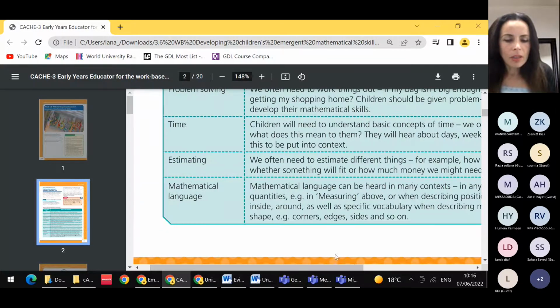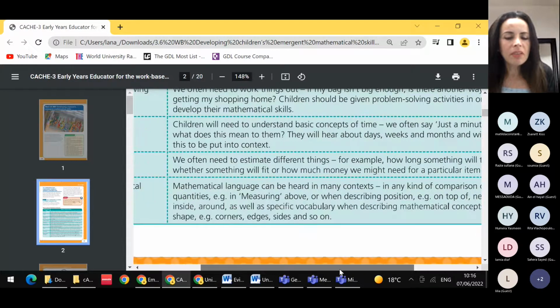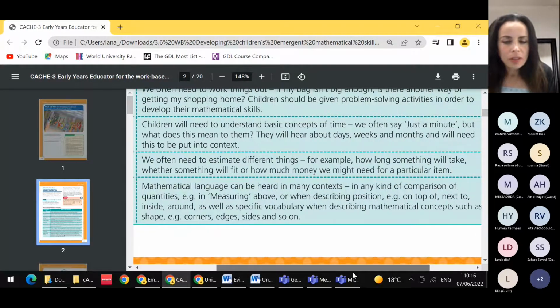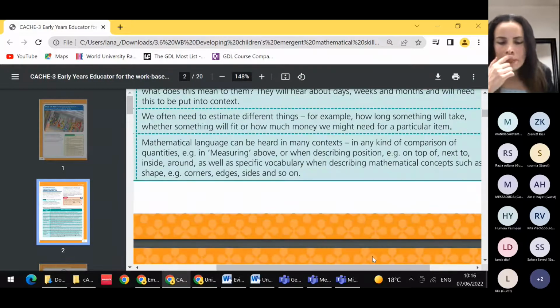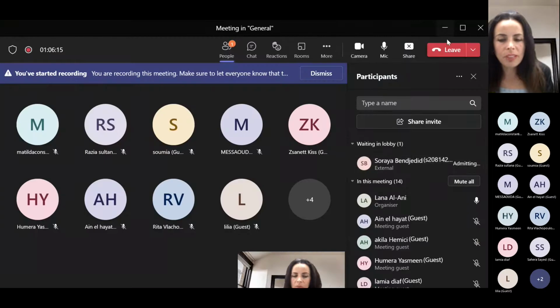Also, we use the mathematical language every day. Can you think about a mathematical language? For example, a quantity. We have measures. Even if you want to put certain furniture in the room, you need to measure it. So these measures are part of mathematics.